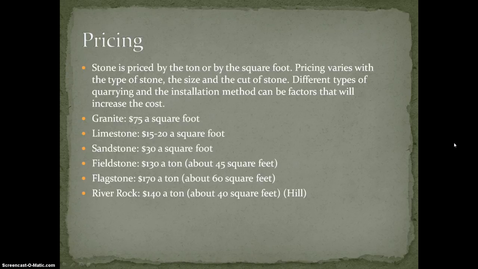Granite can be $75 a square foot. Limestone is $15 to $20 a square foot. Sandstone is $30 a square foot. Fieldstone can be $130 a ton or about 45 square feet. Flagstone is $170 a ton or about 60 square feet. River rock is $140 a ton or about 40 square feet.